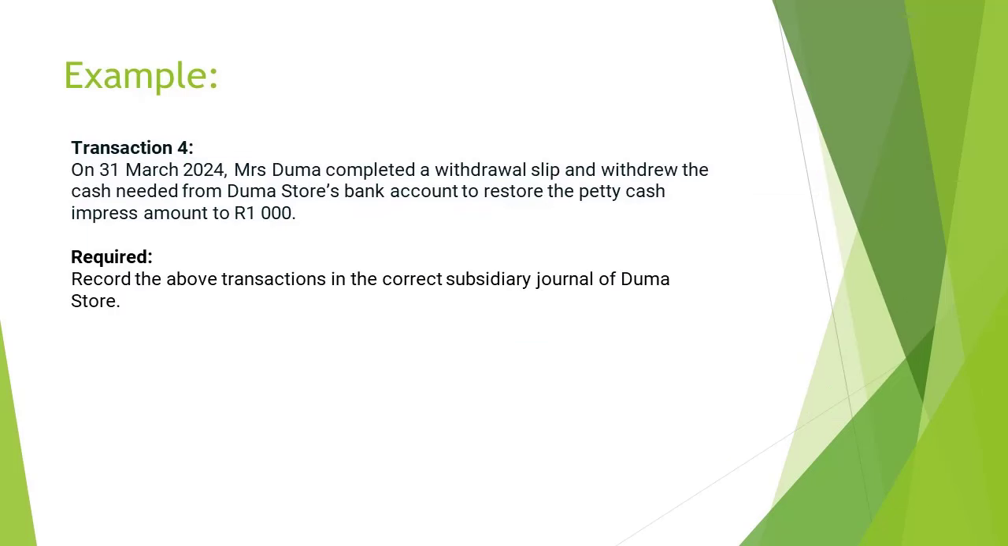Transaction 4. On 31 March 2024, Mrs. Duma completed the withdrawal slip and withdrew the cash needed from Duma Stores' bank account to restore the petty cash imprest amount to R1,000. What this means is that Mrs. Duma calculated the amount of money that was paid out of the petty cash and now she is restoring what was paid out in order to have 1,000 Rand in the petty cash at the start of the next month.